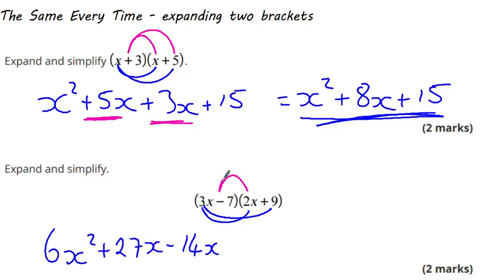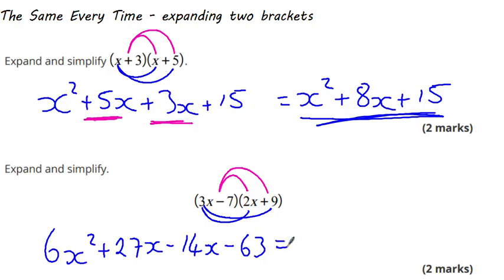Then the second term in the first bracket, multiplied by the second term in the second bracket, negative 7, you've got to include the signs, negative 7 times positive 9. So 7 times 9, that's going to be 63, but negative times a positive gives us a negative, so negative 63. Negative 7 times positive 9, negative 63.